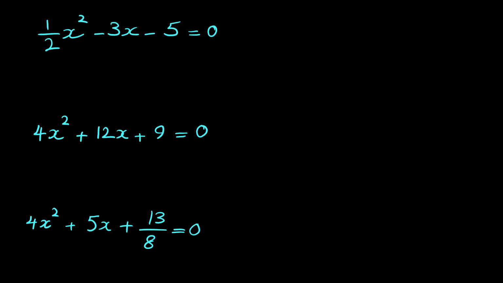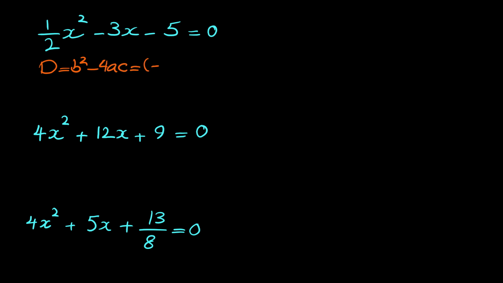1/2 x to the 2 minus 3x minus 5 equals 0. Again, we want to use the discriminant to determine how many solutions this equation has, and we don't want to solve the equation. We just want to figure out the number of solutions. So we have to find the discriminant. What was the formula of the discriminant? b to the 2 minus 4ac.